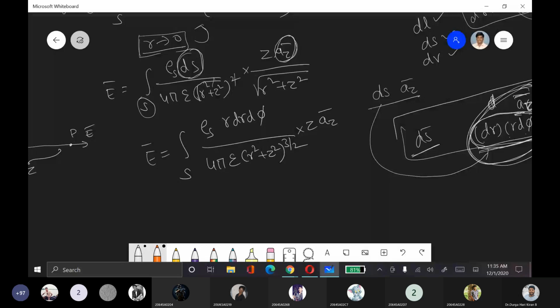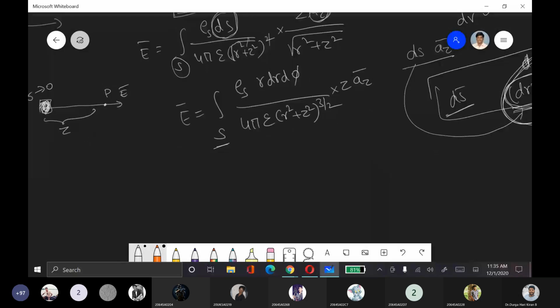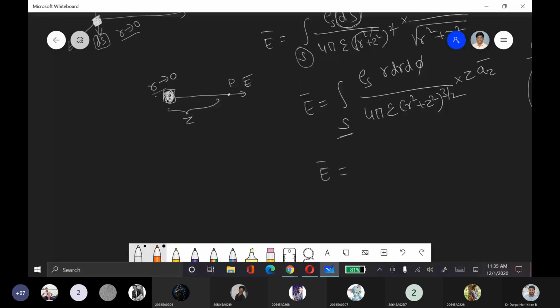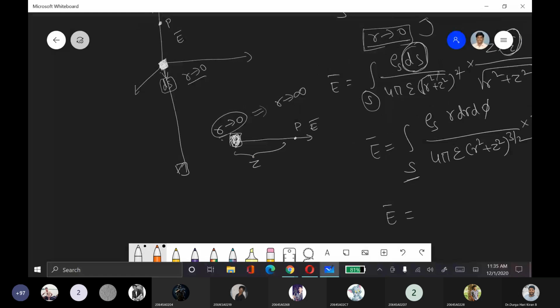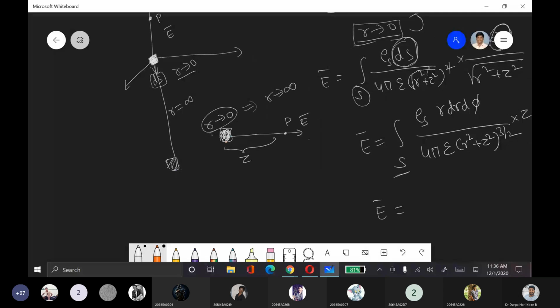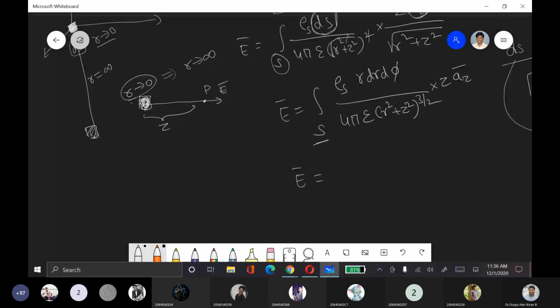What about the integral? r can be 0 and it can also be infinity. This is also a small part that I can consider in the sheet. Within the sheet, if I consider like this, r can also be infinity. So r is running from 0 to infinity.